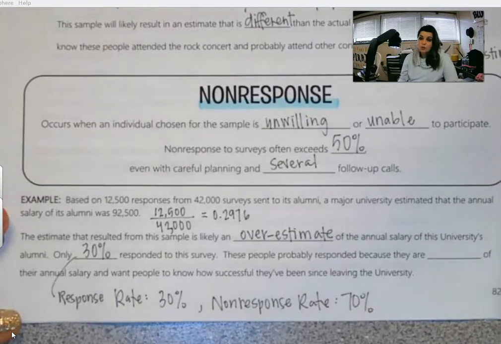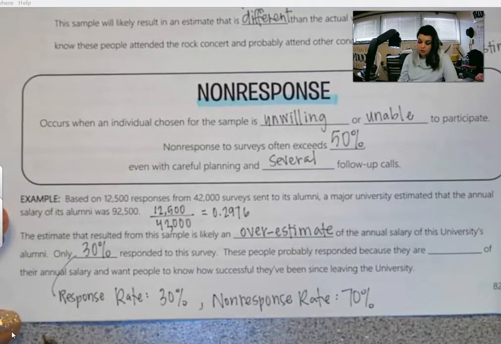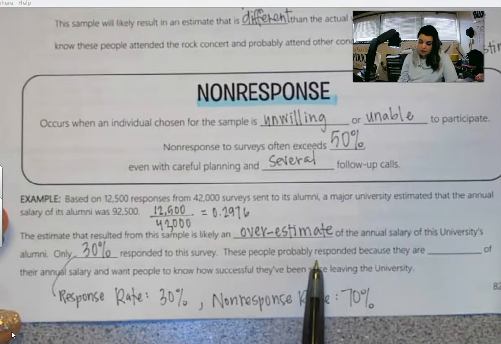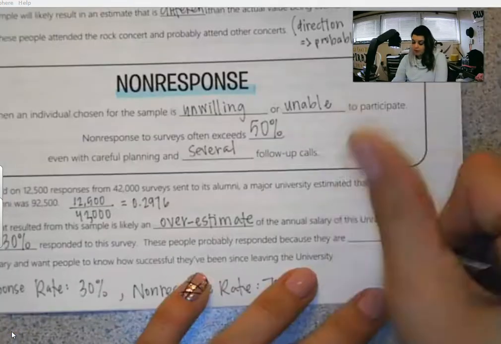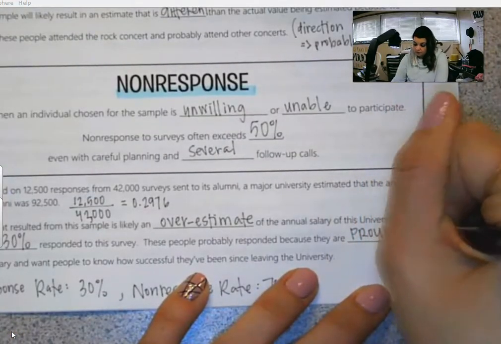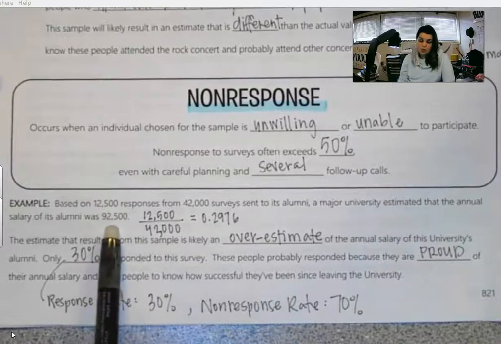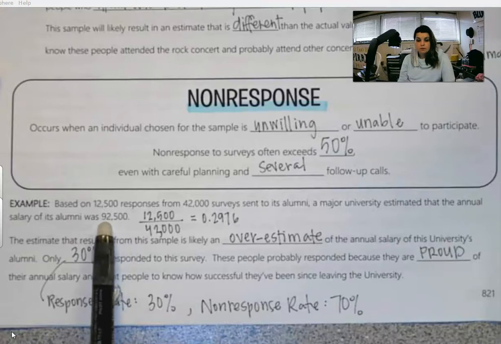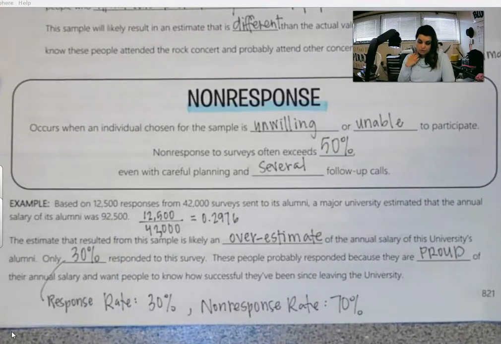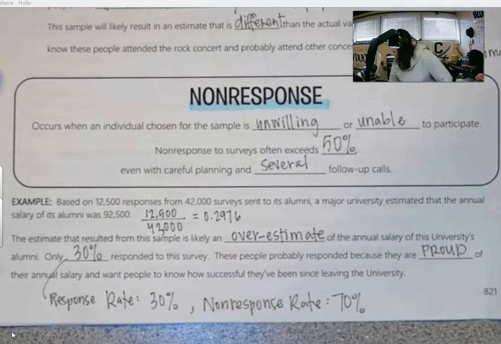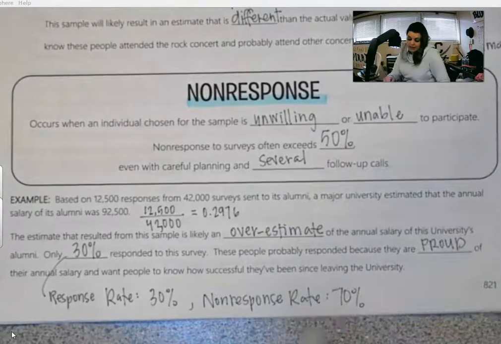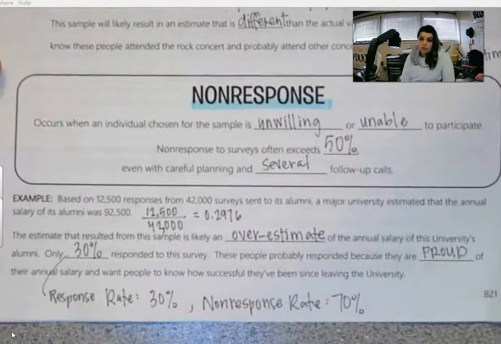What is the issue with only 30% responding? Well, this 30% is not going to represent the population. I personally think that the people that responded probably responded because they're proud of their annual salary and want people to know how successful they've been since leaving the university, which is why this amount is so high. $92,500 is a very high salary. So we have people who did not respond, and I bet you a lot of those people make less than $92,000 a year.